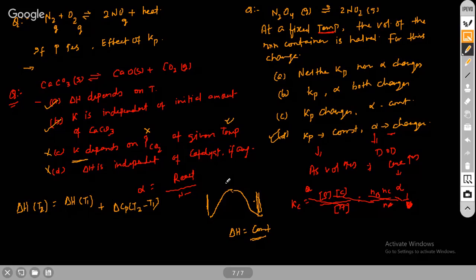Did you understand this? Del H depends upon temperature, K is independent of the initial amount. And option D is not correct because both energies are decreasing, since the activation energy is decreasing. Did you understand this? Tell me quickly.